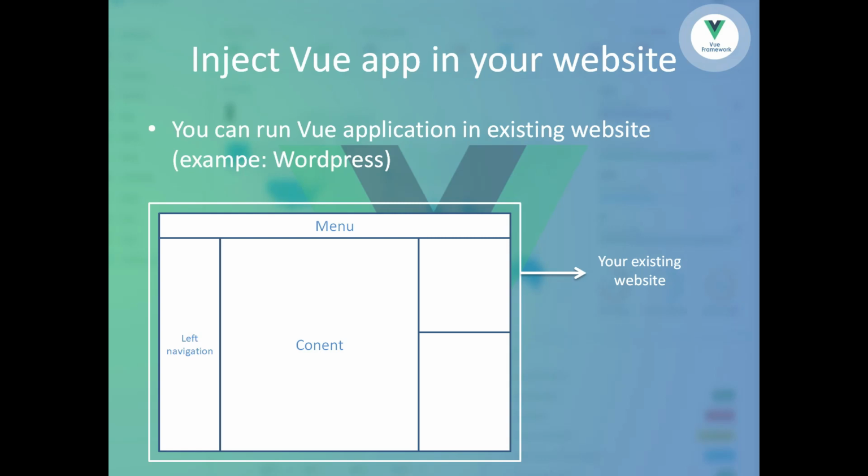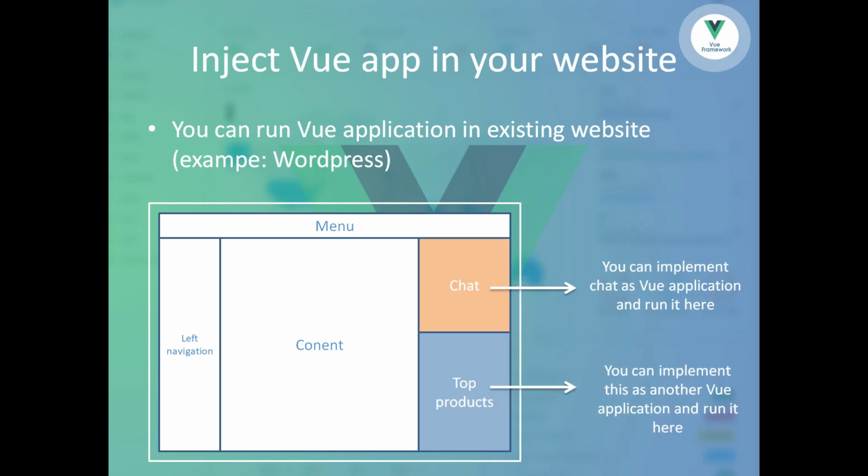This is how it looks. You have an existing website that contains a menu, left navigation, and content. And in these right two blank boxes, you want to implement some additional functionality. So what you can do is implement, let's say, chat as a Vue application. You can implement top products as a Vue application, and then just inject those Vue applications in your existing website. So this is the first use case.